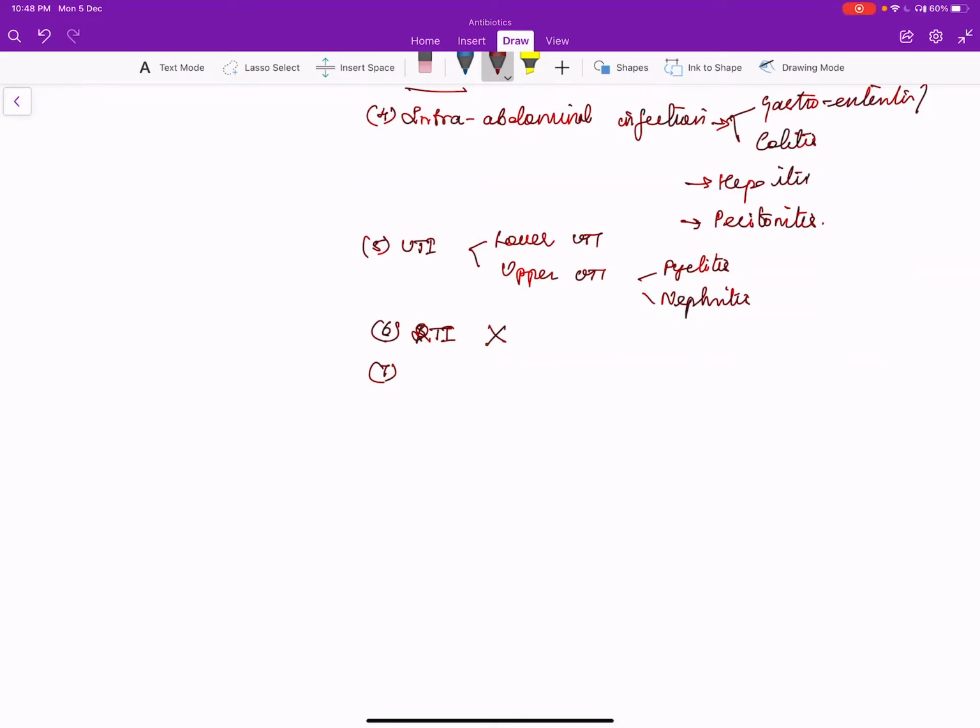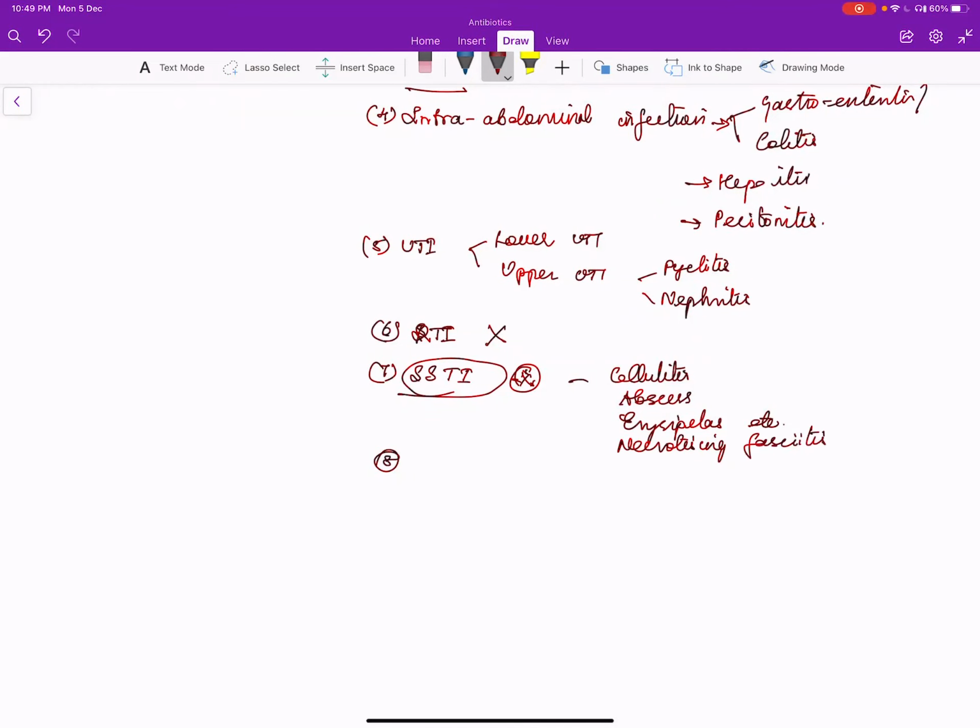After this we have SSTI, a very important group, one of my favorites, skin and soft tissue infections. Examples are cellulitis, skin abscess, erysipelas, and most important, necrotizing fasciitis. I told you, necrotizing fasciitis is one instance where we must start empirical antibiotics.